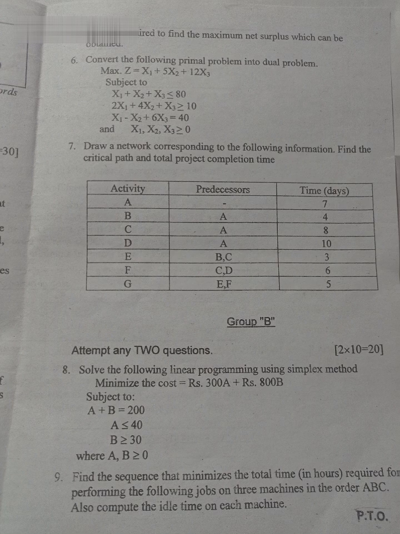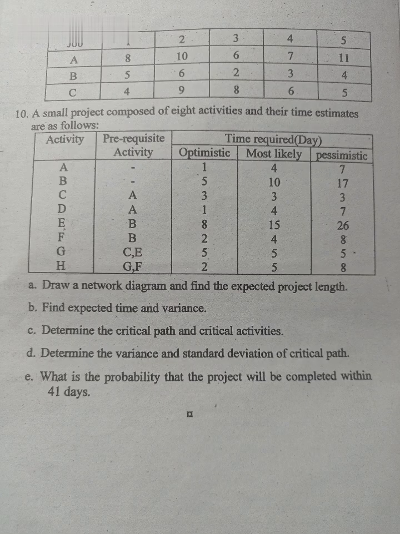Question number 9. Find the sequence that minimizes the total time in hours required for performing the following jobs on 3 machines in the order ABC. Also compute the idle time on each machine. Read carefully the given information and find.